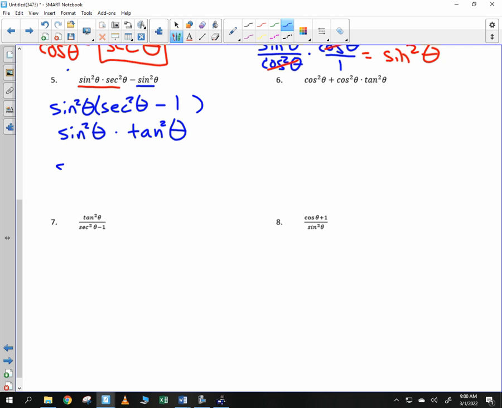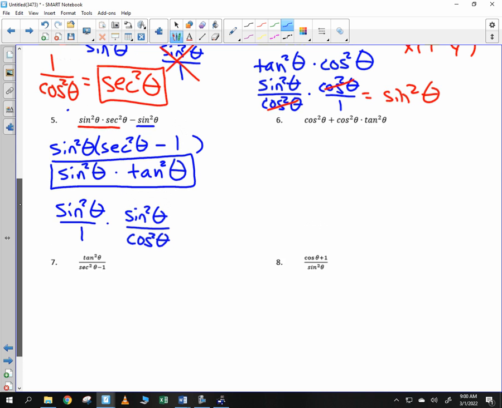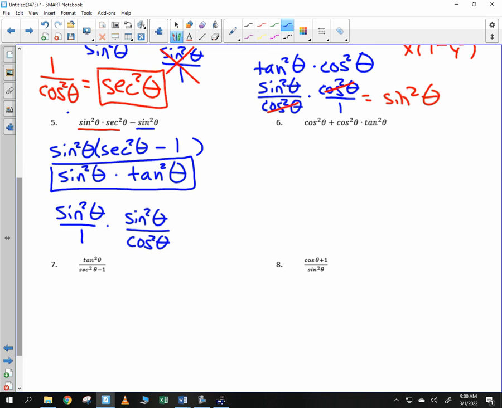So I will write sine squared of theta over 1 times, and Aiden right now is rewriting tangent to be what? Sine squared over cosine squared. Does anything cancel? So did rewriting this help me in this situation? Actually, this is as simplified as it gets. Sometimes you come out with a nice singular representation. Sometimes it might be 2 pieces.